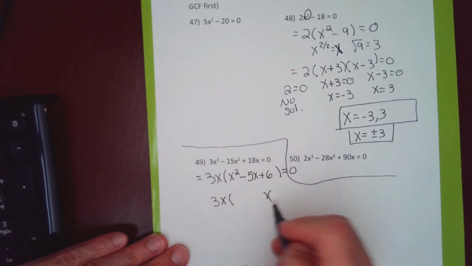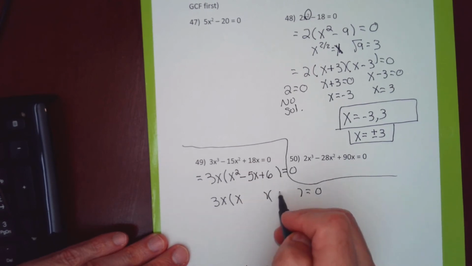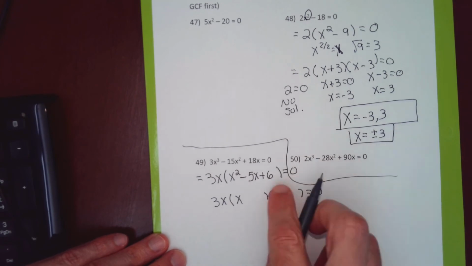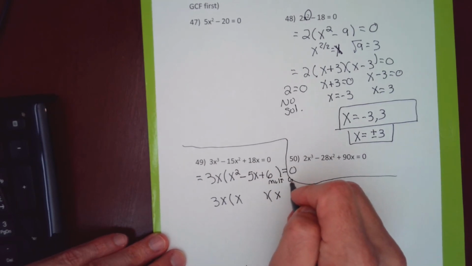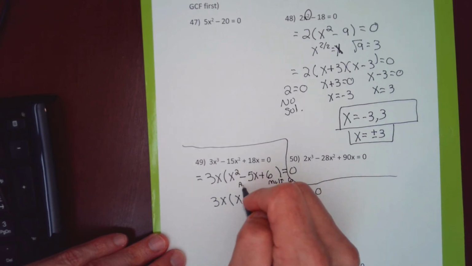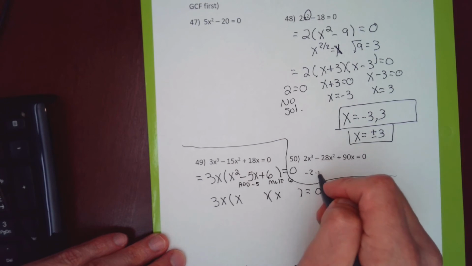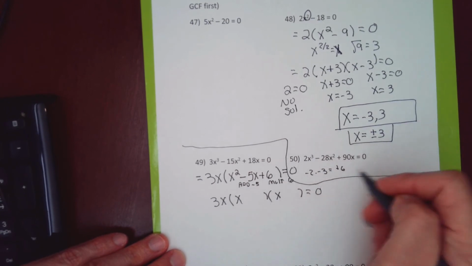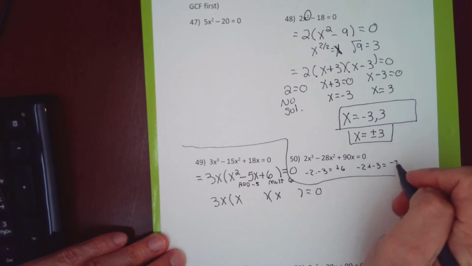I'm going to sight factor the x squared minus 5x plus 6. I'm going to split the x's between the parentheses, and I'm looking for double negative numbers that multiply to 6 and add to negative 5. And that's going to be negative 2 and negative 3. If I multiply negative 2 and negative 3, I get positive 6. And if I add negative 2 and negative 3, I get the negative 5.